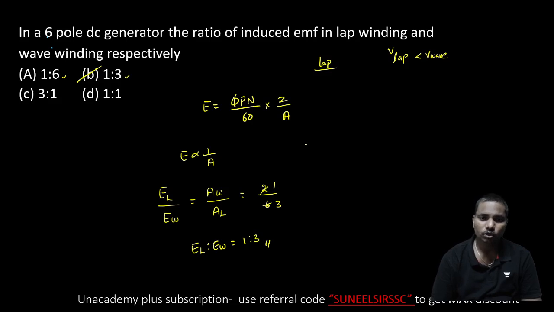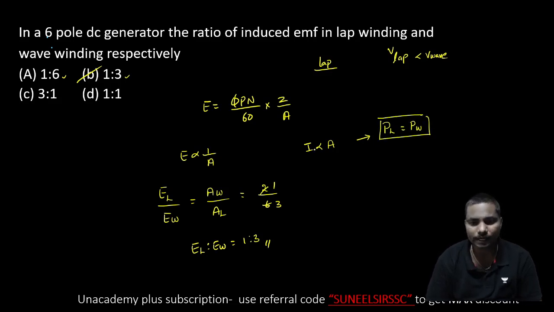Also, current is always proportional to the number of parallel paths. And one more important point: EMF is inversely proportional and current is directly proportional, but the powers are always equal. Power in lap winding is equal to power in wave winding. Why? Because in lap winding current is more and EMF is less, while in wave winding EMF is more and current is less. So the product will be almost equal. So here the answer is option B.